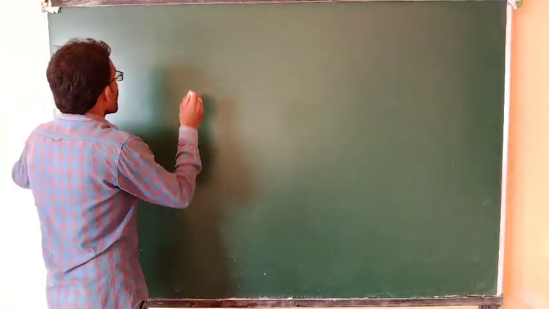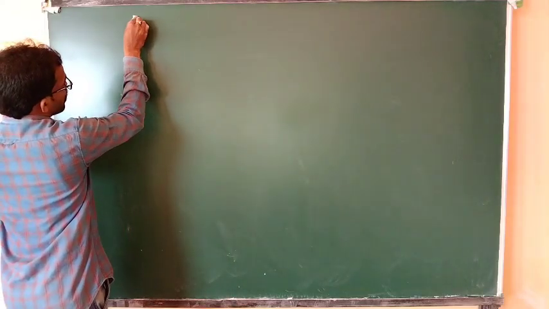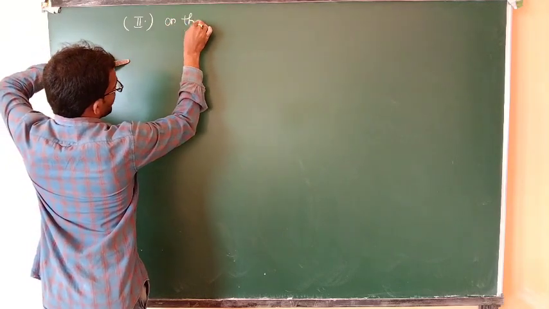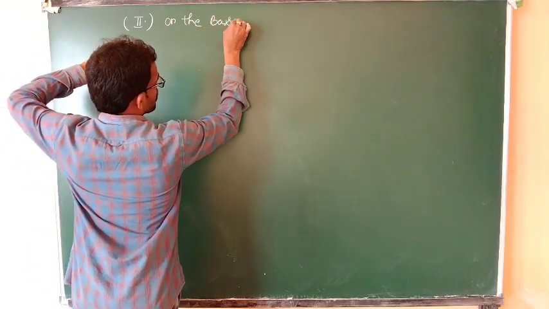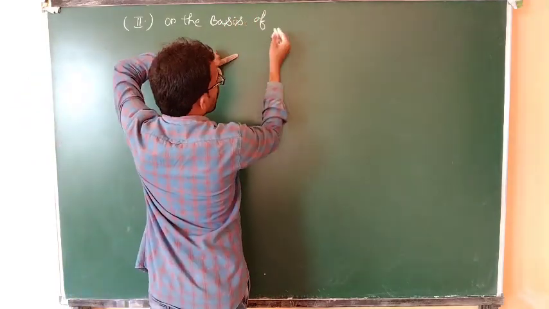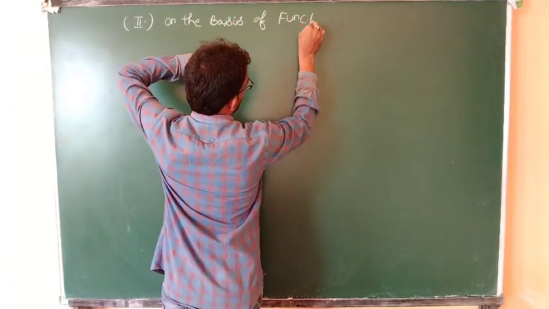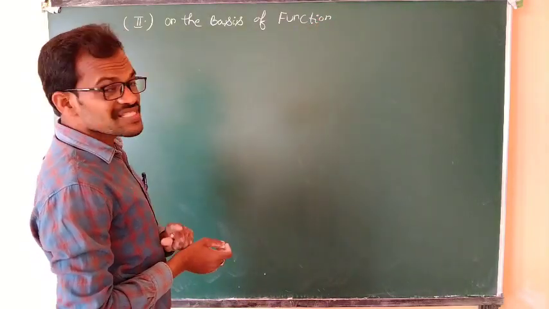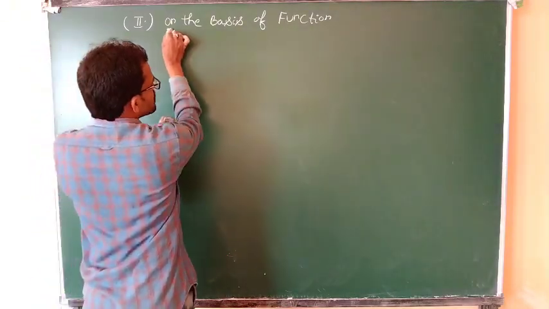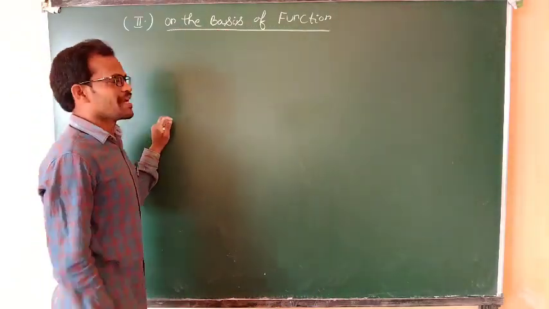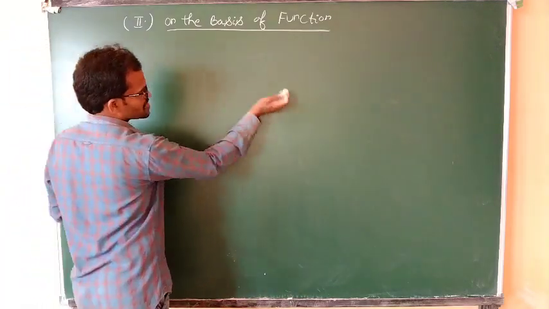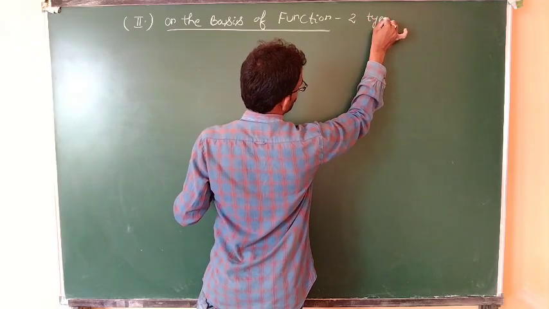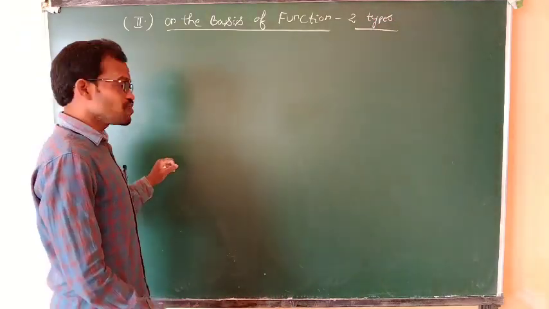Coming to the second one. What is the second classification? On the basis of function. On the basis of function, the neurons are classified into two types.